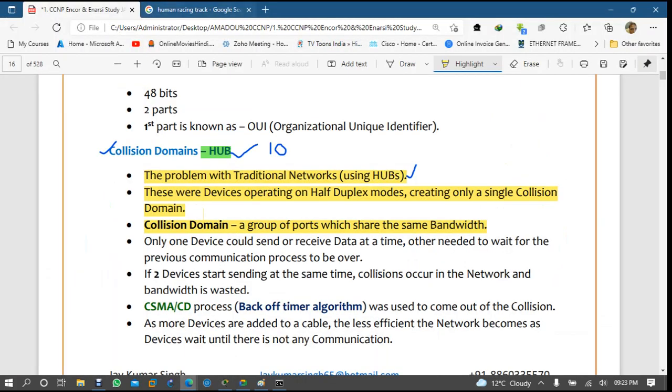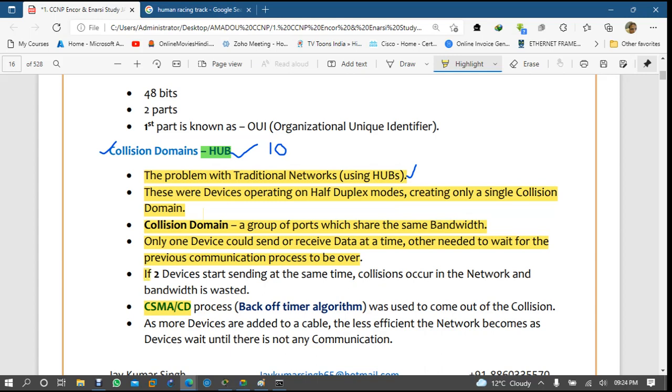Now only one device can send or receive data at a time; others need to wait for the previous communication to be over. But my friend, we are human, so we can understand that there is traffic and a car is going on. But how will data know? So there was a technology, and it is still in use: CSMA/CD, carrier sense multiple access with collision detection.